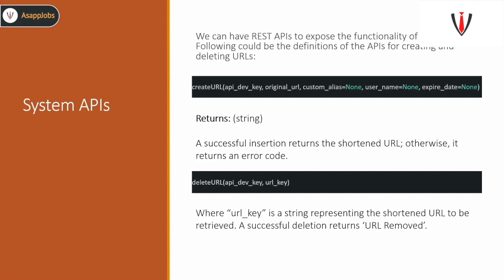If someone wants to delete that URL from this service, they're just going to call a delete URL API, and it's going to have the dev key to identify the user, and then the URL key, and that would remove that URL. So we have defined the system APIs, and now we're going to think about how we actually solve this problem.